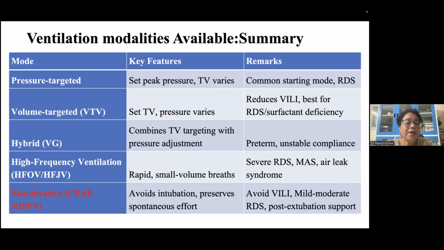But again, one must understand that for neonates who have mild to moderate respiratory distress syndrome or otherwise respiratory distress, we can, or we must, go for non-invasive ventilation like CPAP or NIPPV, because these help us in avoiding intubation and preserve the spontaneous effort. Mild to moderate respiratory distress managed with such non-invasive ventilation will help us avoid ventilator-induced lung injury.